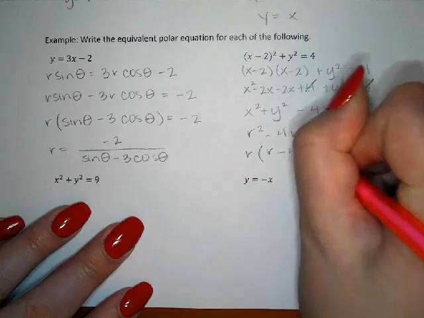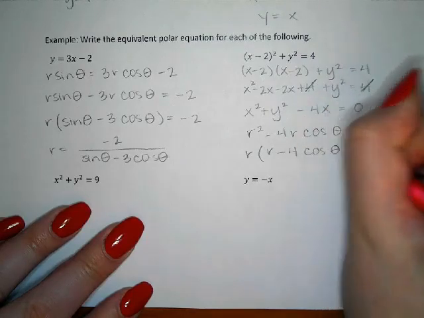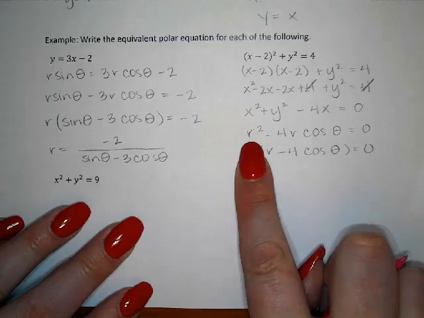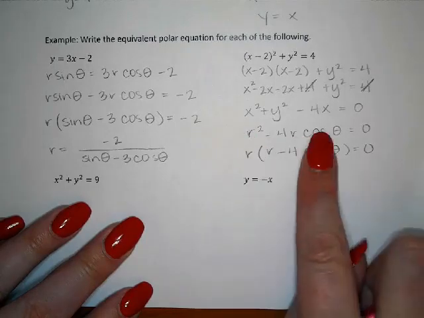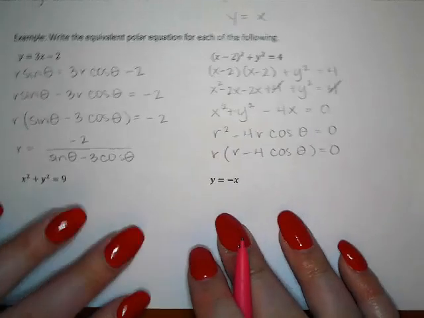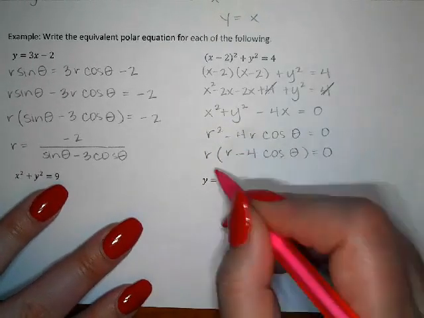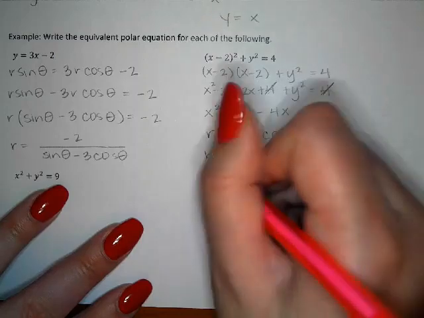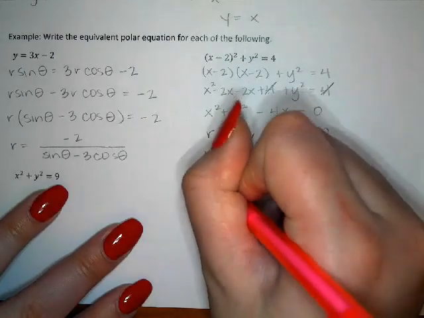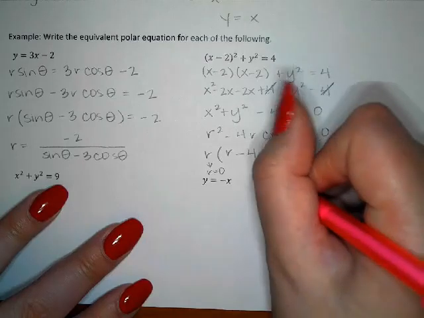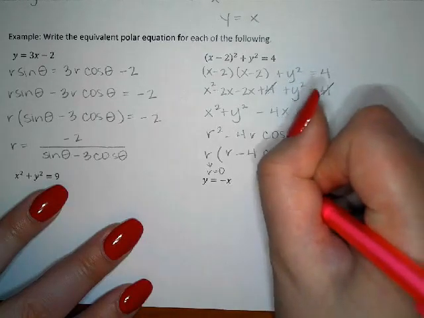So what just happened is I basically factored out a GCF of r in this problem, and it's almost like I'm solving it by factoring. So I have two solutions for r, because this equals 0. I have this one, r equals 0. I'll come back to that one in a second. And then the other solution I have is r equals 4 cos theta.